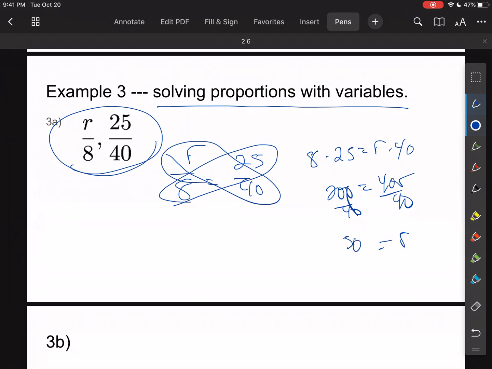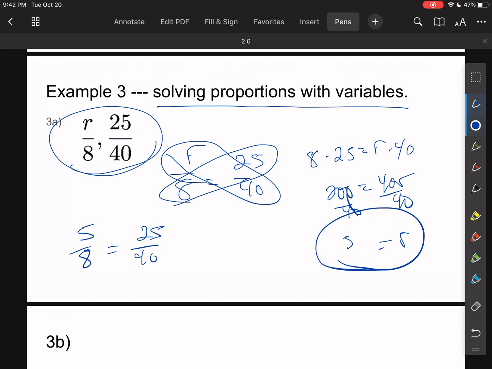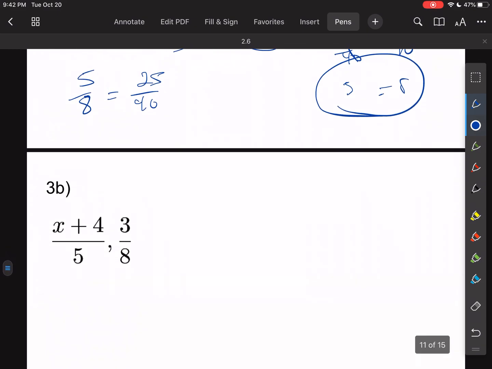So we just have 5, right? 40 times 5 is 200. Okay, so r is equal to 5. So one way that we can check this, you guys, is we can say, okay, if I take 5 divided by 8 on my calculator, is that equal to 25 over 40 on my calculator? You should be getting the same decimal for both when you divide those out.